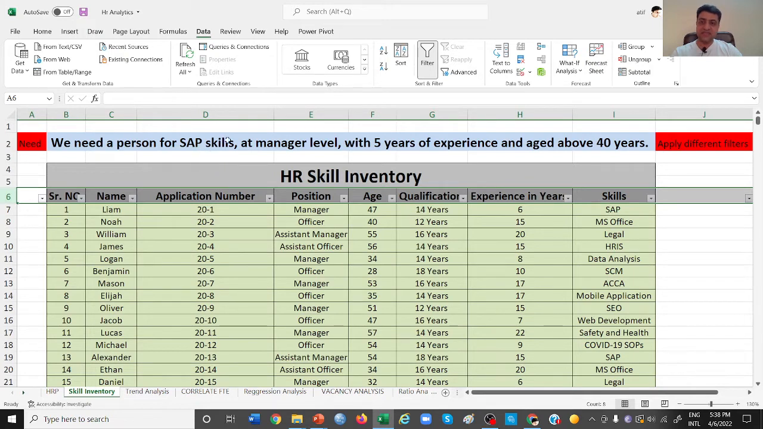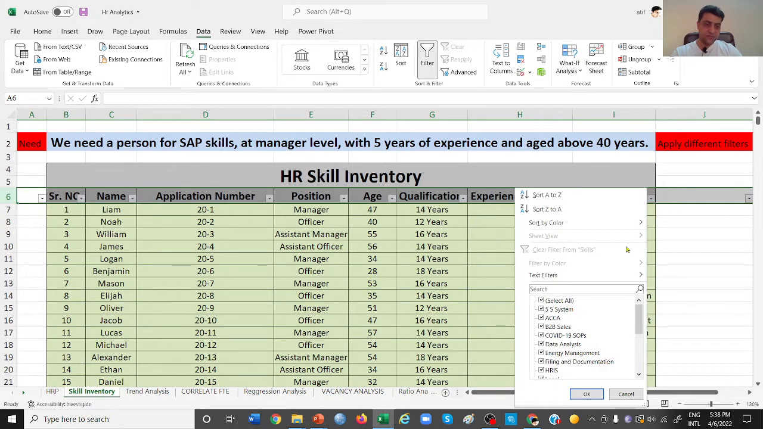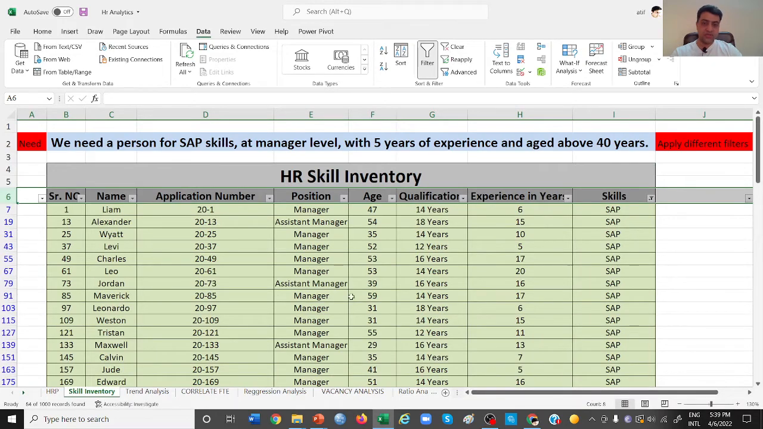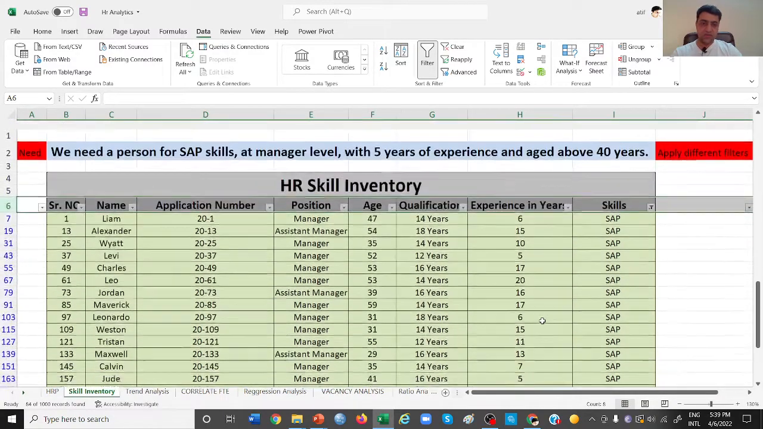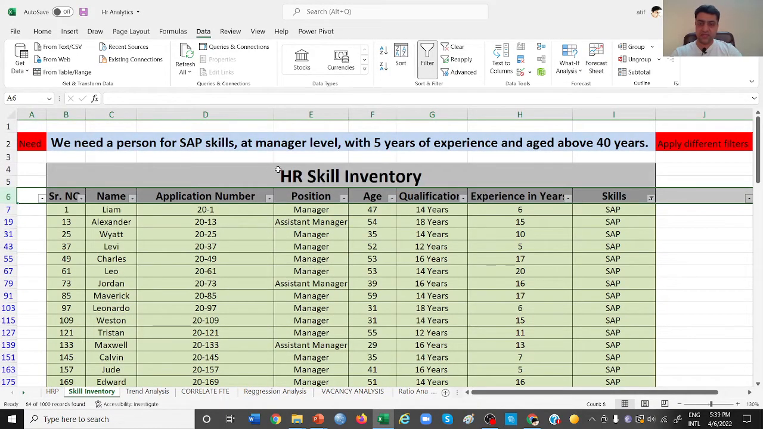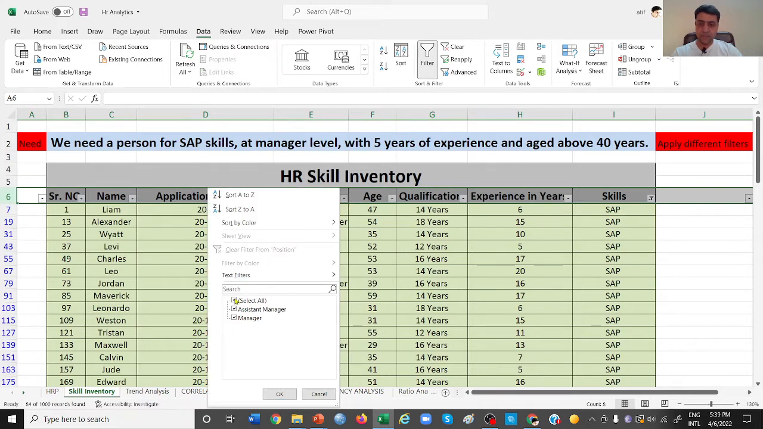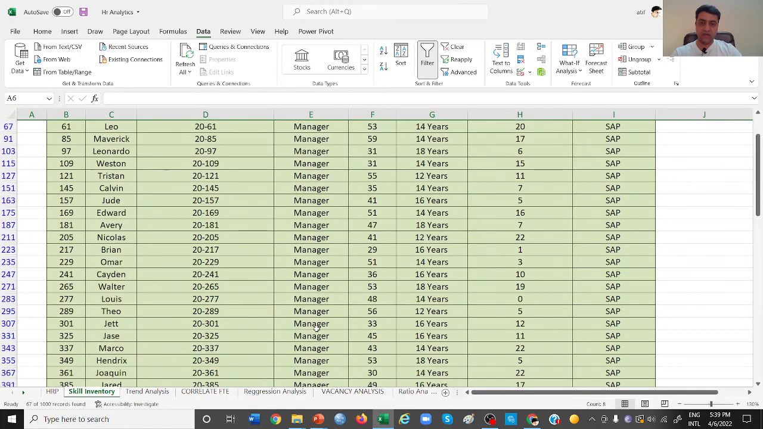Our first need is the SAP skills. So we'll go to this skill tab, we'll apply a filter, select none, and then just select the skills of SAP from here. So, okay, it has shortlisted people who all have SAP skills. Then we are going to go to our next criteria, which is the manager level. If we go to this position, we can apply another filter of manager only, and okay. So now we have all the managers.